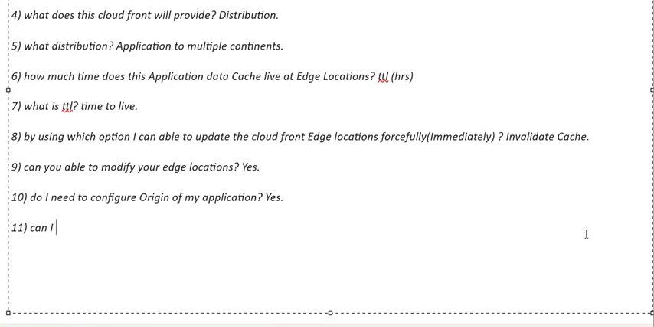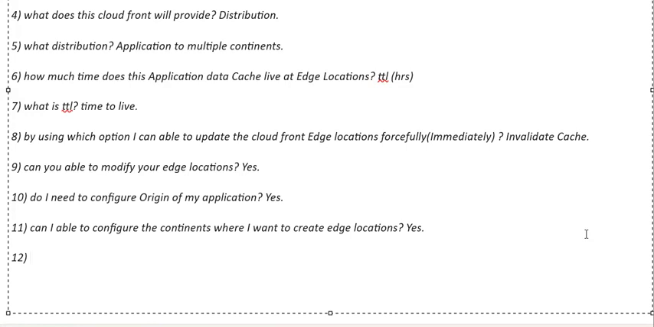Now, can I ask you a question? Can I configure the continents where I want to create edge locations? Can I configure where I want to create my edge locations? The answer is yes. You can configure the continents where you want to create your edge locations.